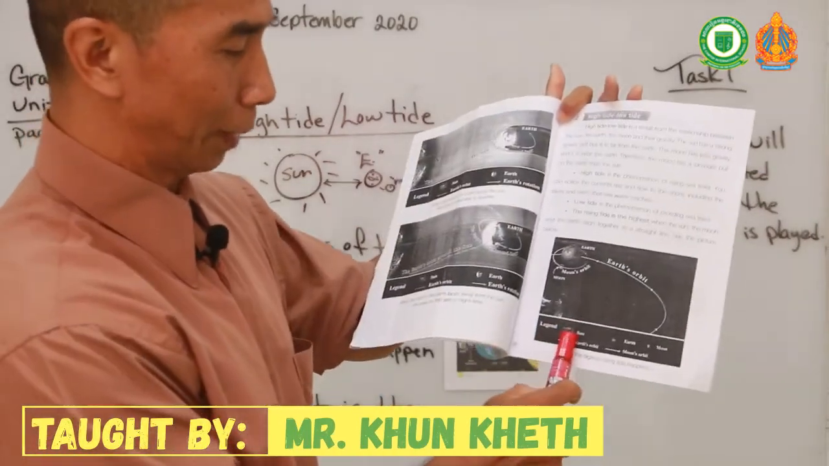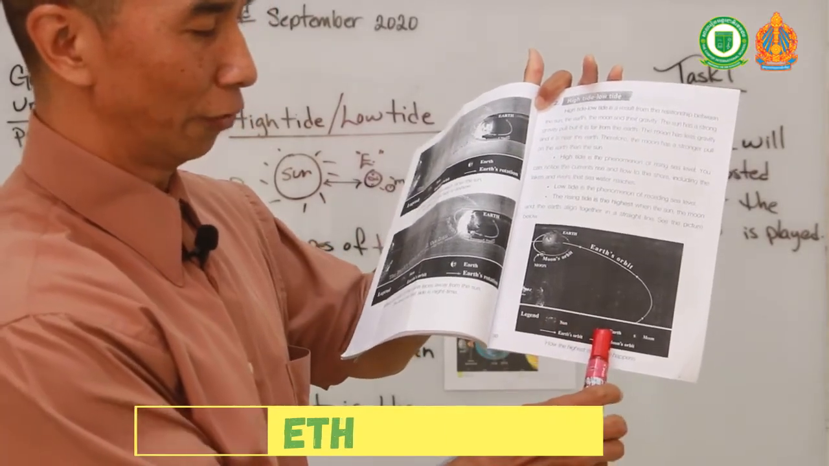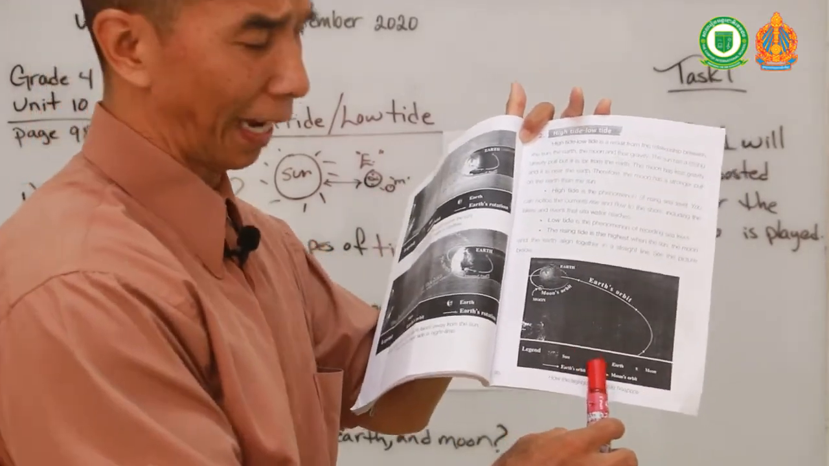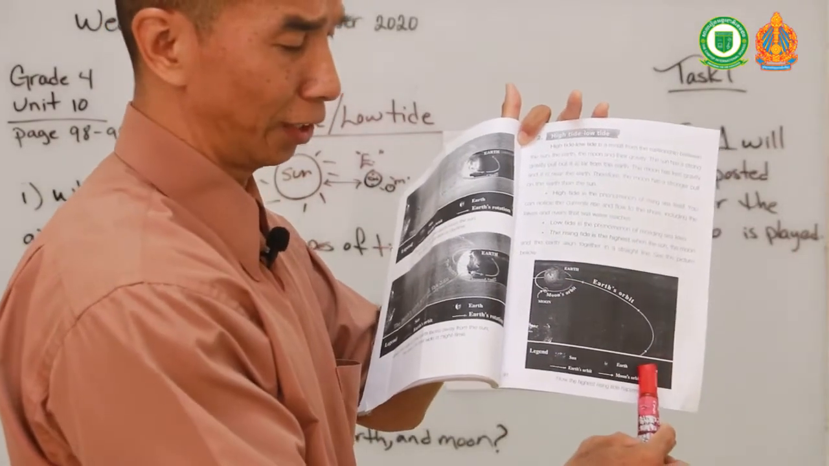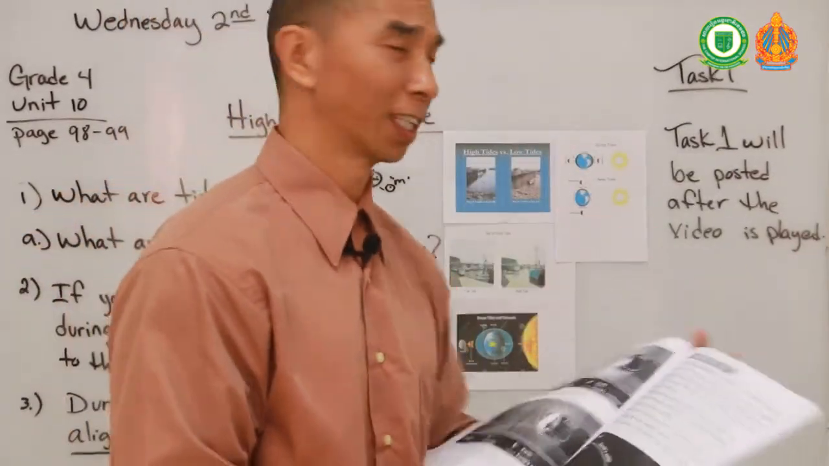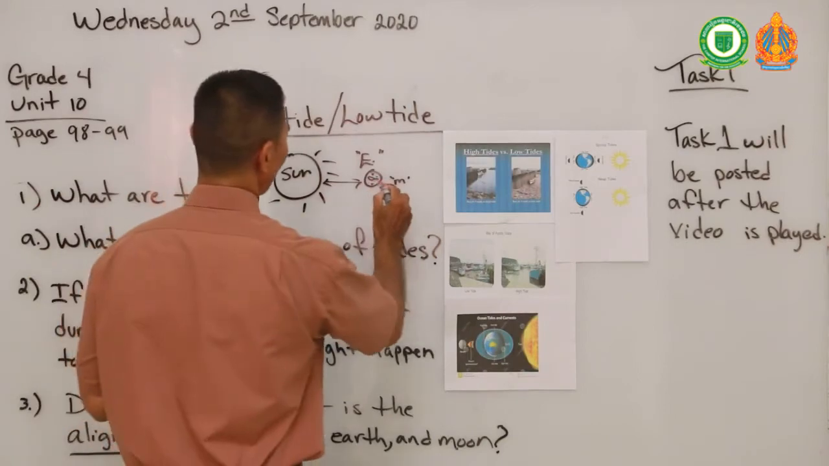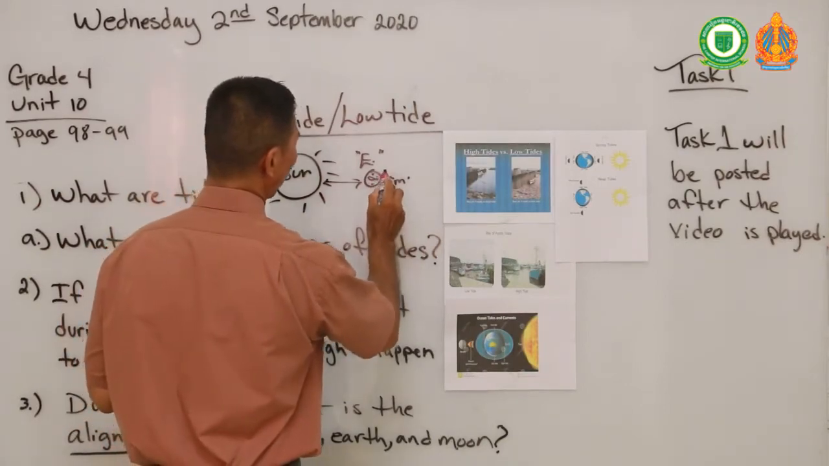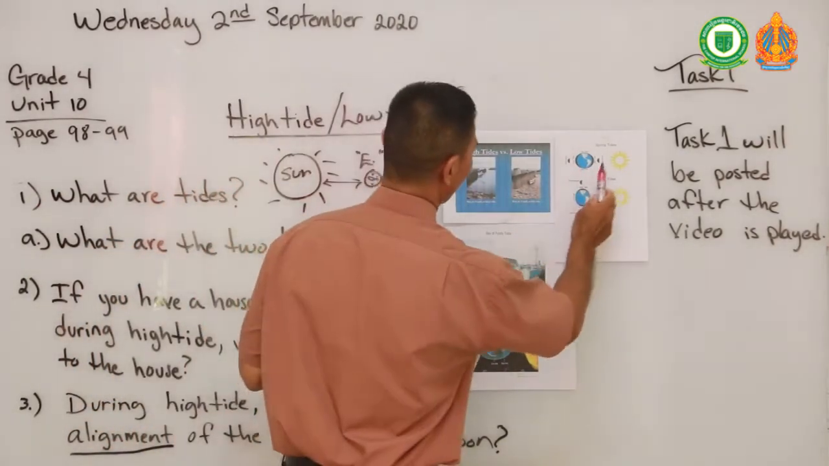The sun has to be here in front, then the earth and the moon. The moon has to be on the other side of the earth for there to be high tide, because the gravity of the moon will pull all the water this way, leaving us with high tides.